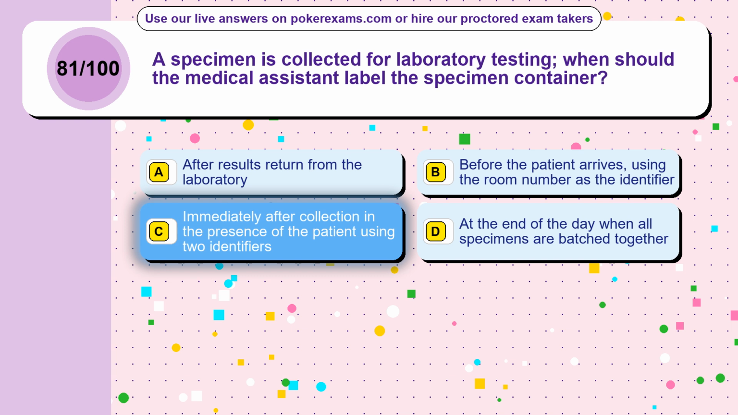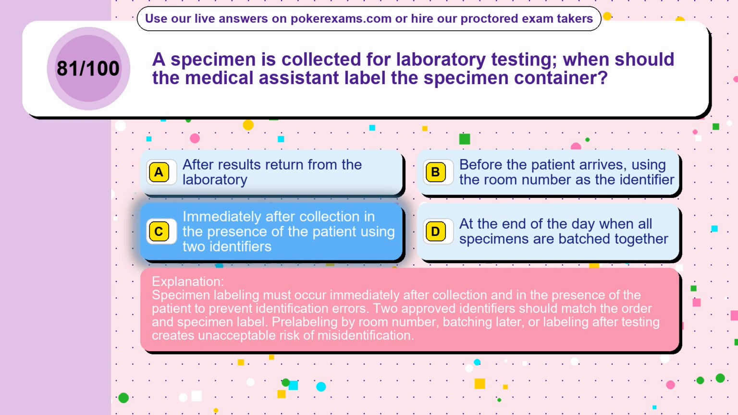Immediately after collection in the presence of the patient using 2 identifiers. Specimen labeling must occur immediately after collection and in the presence of the patient to prevent identification errors. 2 approved identifiers should match the order and specimen label. Prelabeling by room number, batching later, or labeling after testing creates unacceptable risk of misidentification.